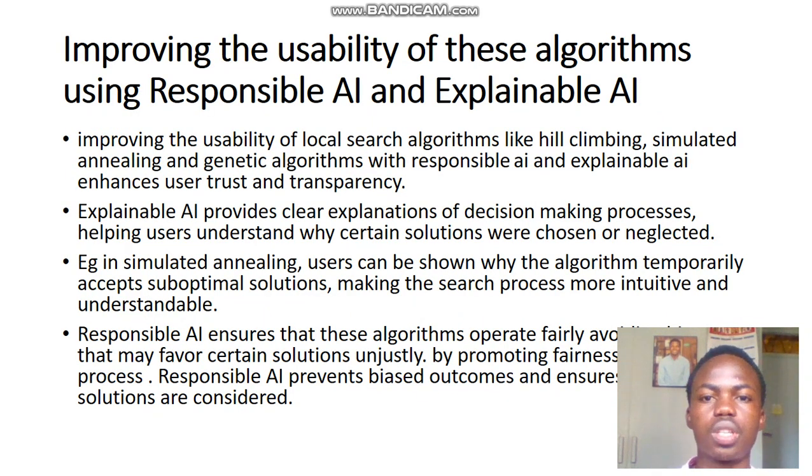And now, how to improve usability of these algorithms using responsible AI and explainable AI. You can see when you have hill climbing, simulated annealing, genetic algorithms, this helps to improve user trust and transparency. In explainable AI, we have to make clear explanations of the decision-making process. So you need to make the user understand why certain solutions were chosen or neglected. And if you look at simulated annealing, this can help make the process more intuitive and understandable. Look at responsible AI to avoid bias. These things help us make solutions justly and hence promote fairness in the search process.